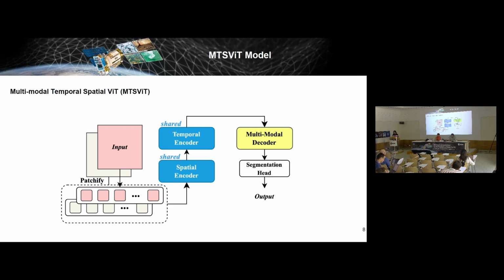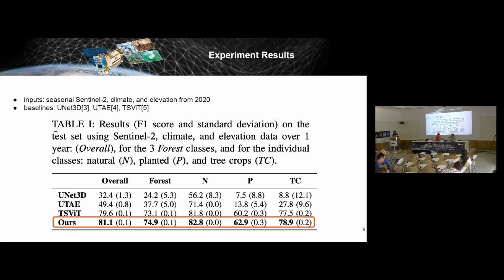Yeah. So now I'll present some results. Here, for this experiment, we use seasonal Sentinel-2, climate, and elevation from 2020 as inputs, and we compare our model with UNet3D, UTAE, and TSViT. As you can see in this table, we show the F1 score for all the classes and also for different forest classes. In general, we can say that our model is the best across all the metrics, and especially in the imbalanced data part.